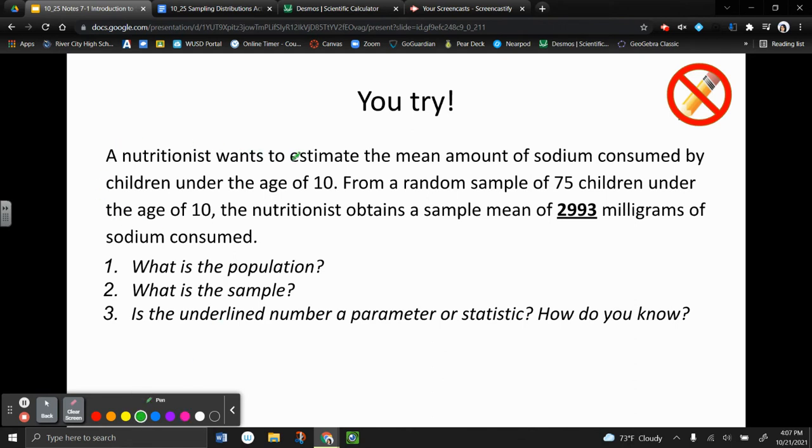This says a nutritionist wants to estimate the mean amount of sodium consumed by children under the age of 10. From a random sample of 75 children under the age of 10, the nutritionist obtains a sample mean of 2,993 milligrams of sodium consumed. So what is the population? In this case, we're looking at children under the age of 10.